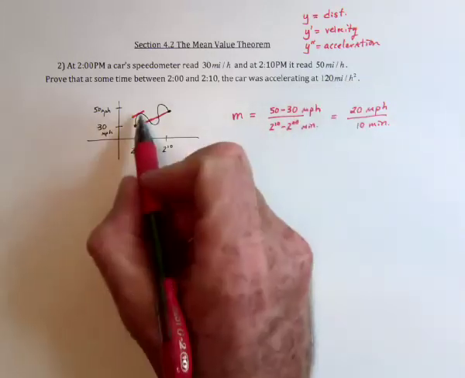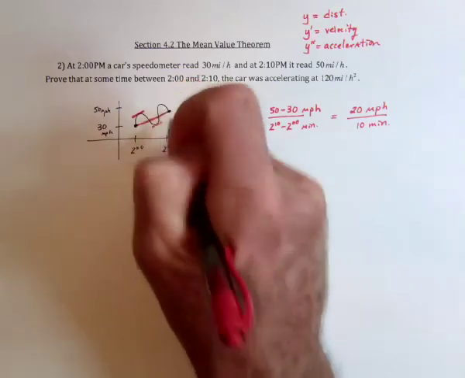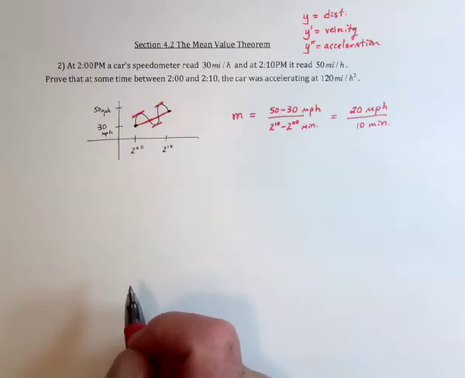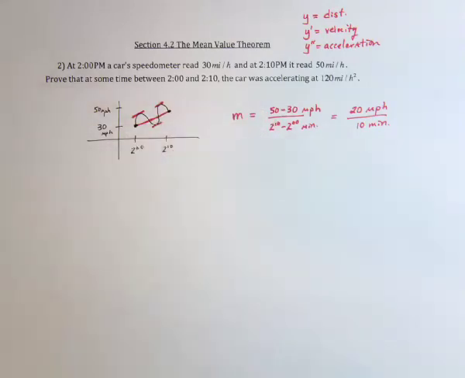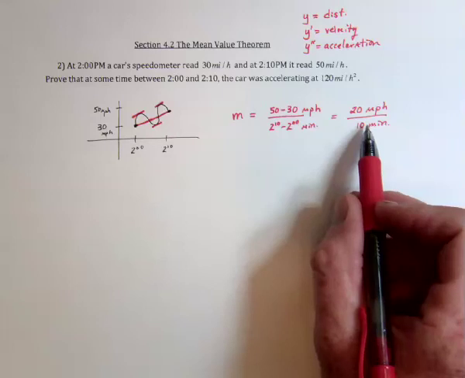Okay, so there has to be at least one place. In this, there would be 1, 2, 3 places where the tangent line is parallel to that original line that we found. But there has to be at least one place where that slope is equal to that slope, and we just found it over there.